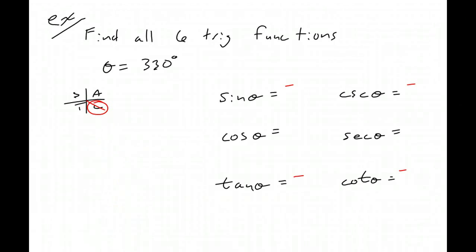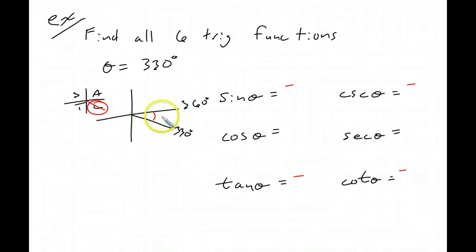Now, with the angle, we've gone over this before, we are going to use our reference angle. We have 330 degrees, and a full circle is 360 degrees. So the difference between my x-axis and my terminal side is 30 degrees. So my reference angle is going to be 30 degrees. I'm going to use that 30 degrees in my triangle.